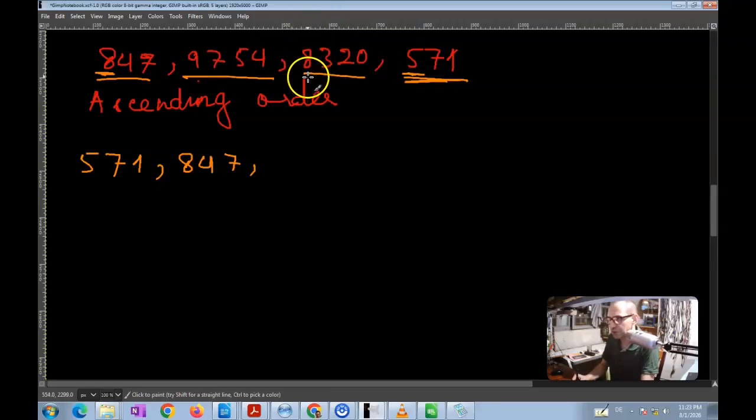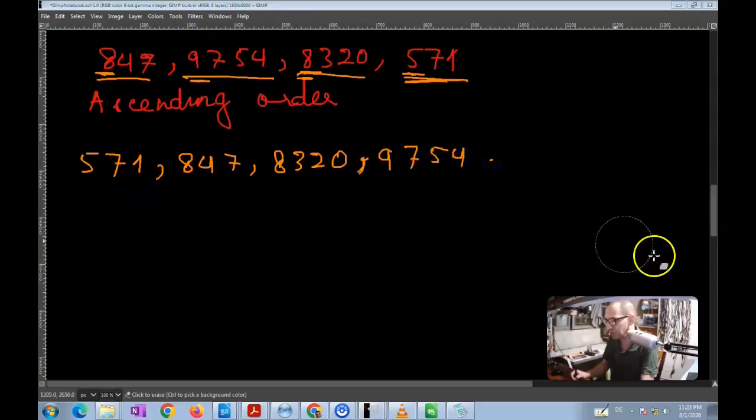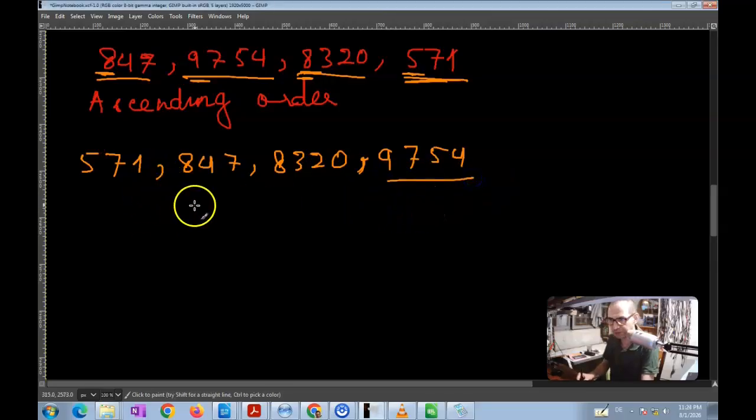For the 4-digit numbers, the thousands place value over here is an 8. The thousands place value here is a 9, right? Which means that this number, 8,320, is smaller than this number. So I write this number as 9,754, and what that means is that now we have written these four numbers in ascending order, meaning that we have started from the smallest number and ended up with the largest number.